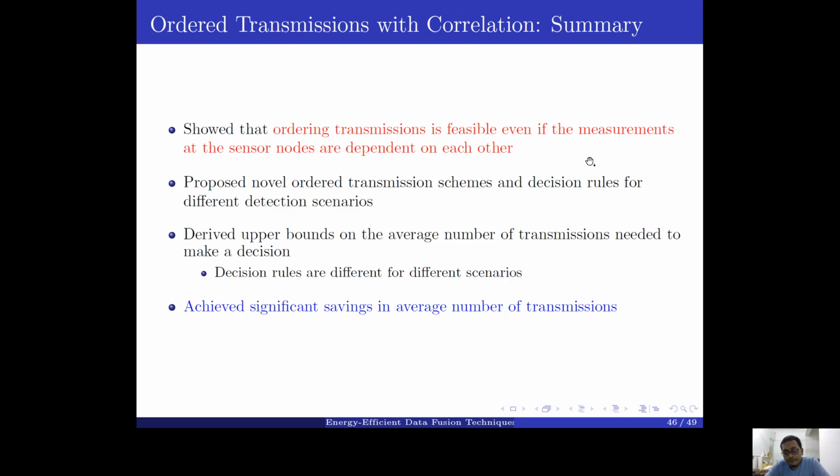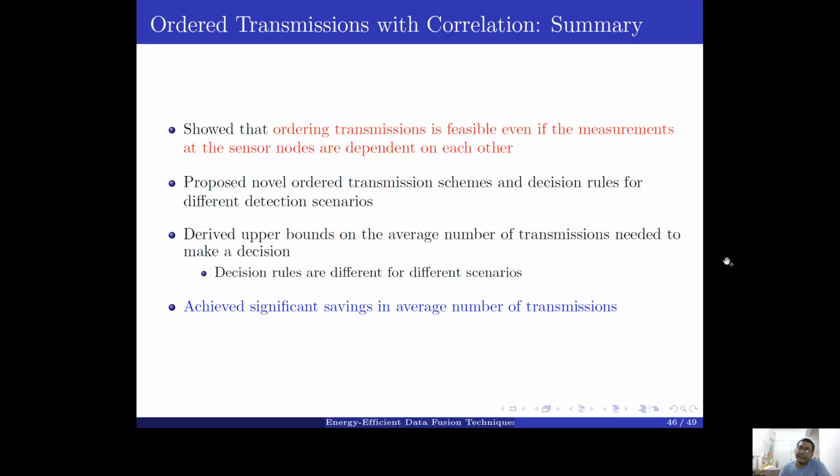Thus, even with correlation, it is possible to order the nodes and save a significant number of transmissions compared to the conventional scheme without any increase in the detection error probability. Furthermore, we are also able to analytically characterize the average number of transmissions when the hypotheses have the same mean vector but different covariance matrices and vice versa.